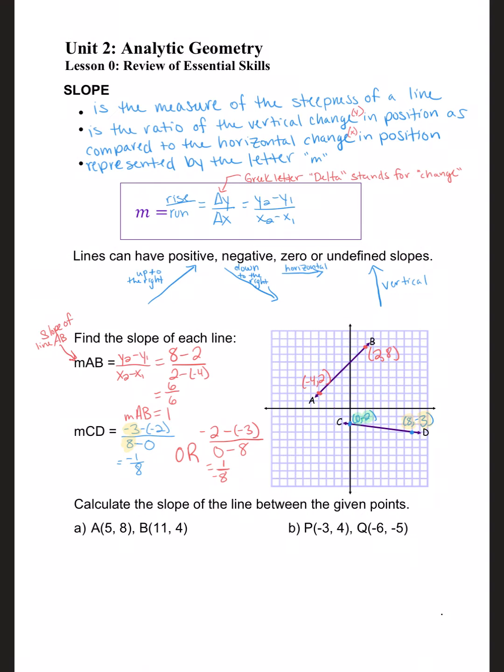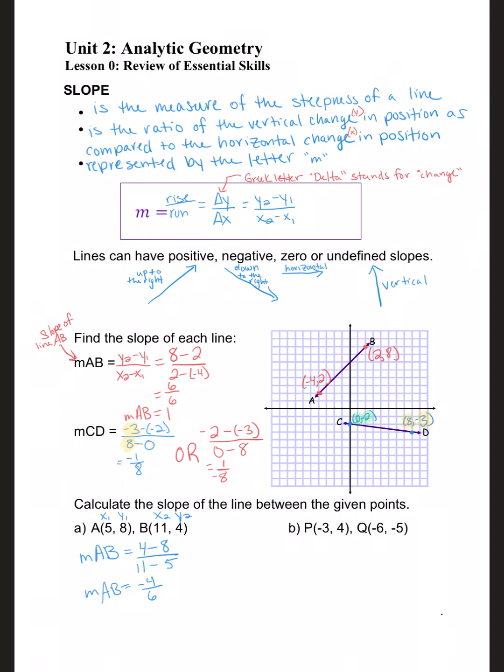Okay, so calculate the slope of the line between the given 2 points. I always find it easiest when you're given 2 points that we label those with our x1, y1, x2, y2. And then I'm going to use that same kind of notation that you saw in the example above, where we have the slope of AB is going to equal our y2, so y2 is 4, minus my y1, which is 8, divided by x2, which is 11, minus my x1 of 5.